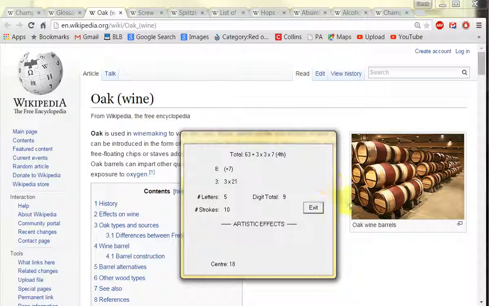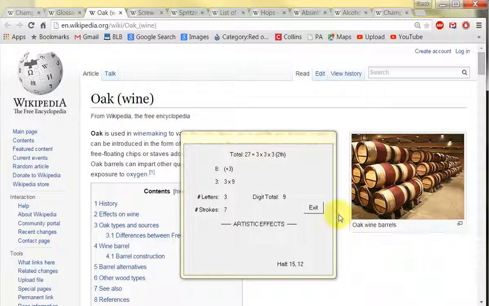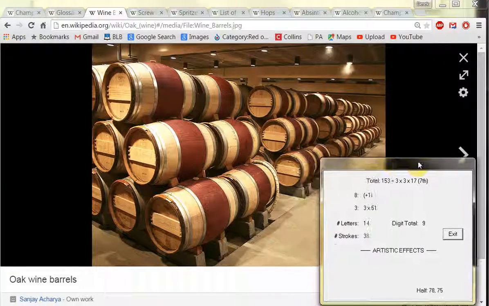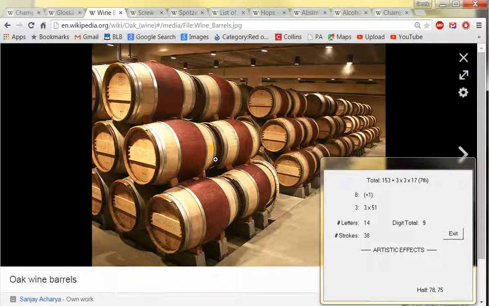Oh yeah, oak wine barrels, of course, because oak is 27. Well, that's obvious. Wow. So oak wine barrels. Wow. 153, that's... Wow. And they're even stacked in threes. 1, 2, 3. 1, 2, 3. Like, how cool is that?